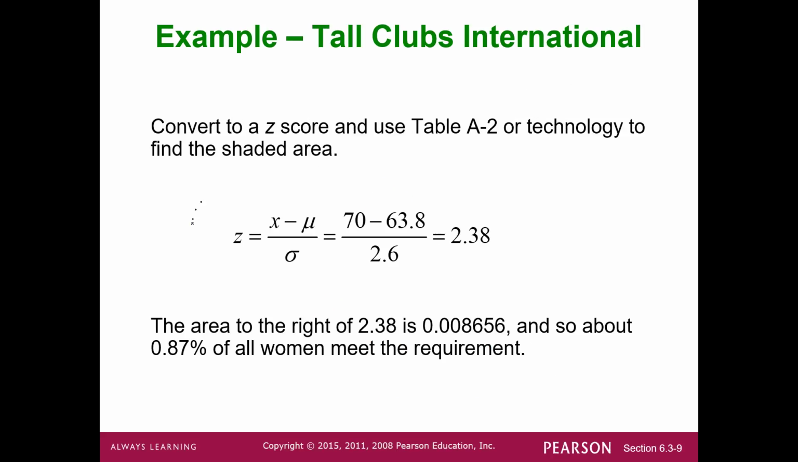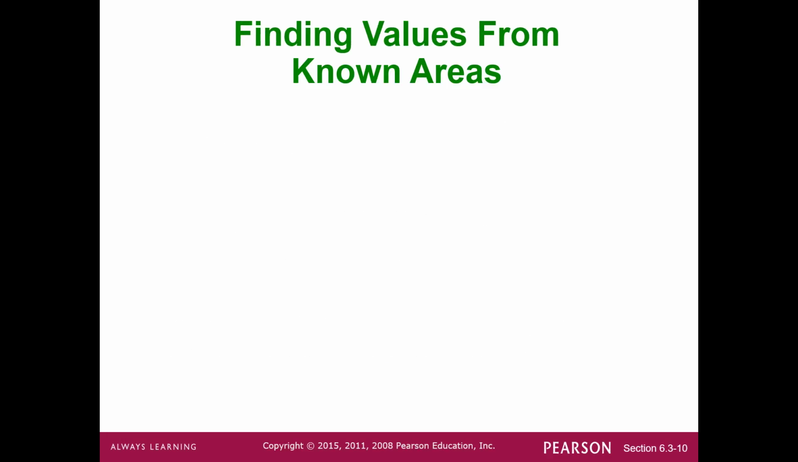And so now let's come full circle. It says the area to the right of 2.38 is 0.008656. And so about 0.87% of all women meet the requirement. So there, not a lot of women will meet that requirement there.